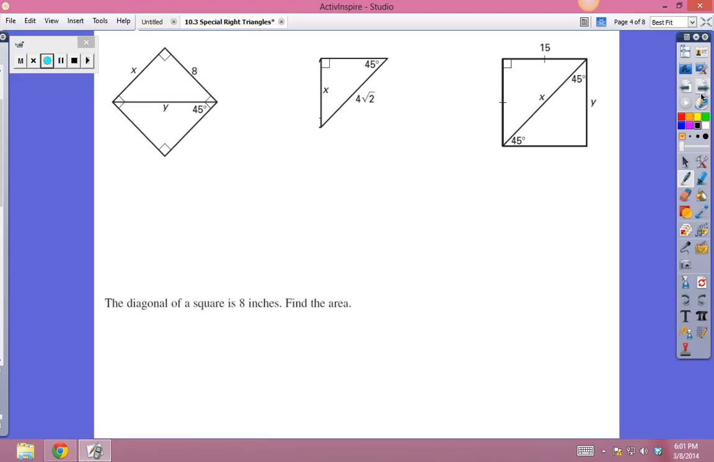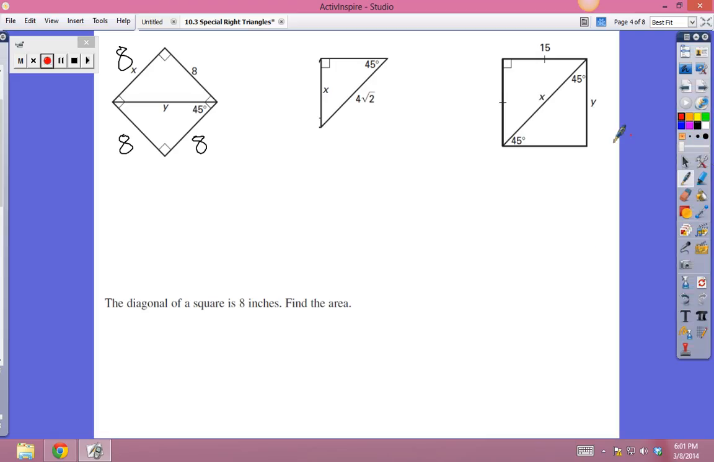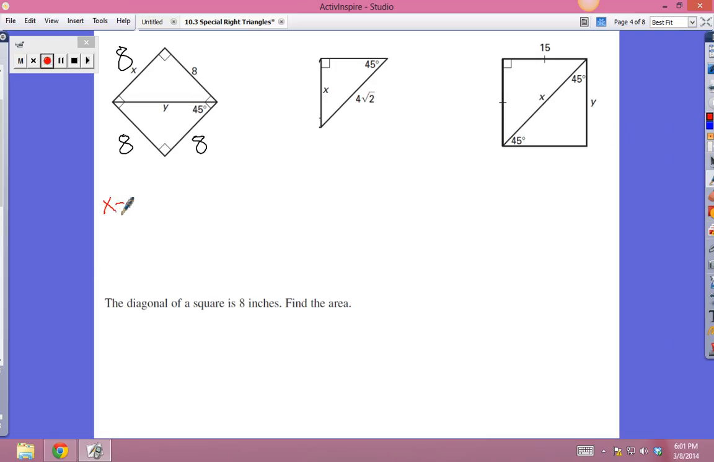Okay, this first one, they give you 8, so it's going to be 8, 8, 8 all the way around. So you can determine that the value of x is going to be 8, and then they want the value of y, and without doing any Pythagorean theorem, it's going to be 8 square roots of 2.